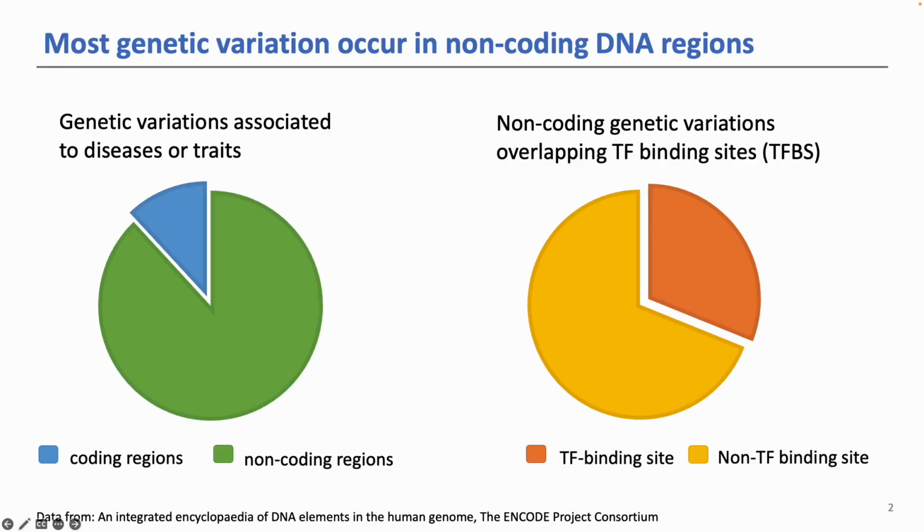Genetic variations such as SNPs or short insertions or deletions occur more often in non-coding DNA regions than in coding regions. In this pie chart, you can see that actually 88% of the genetic variations which are associated with diseases or traits overlap with the non-coding DNA region, and out of these, 31% overlap with a binding site which is occupied by a transcription factor. Based on this observation, one can argue that these non-coding genetic variations can be functional.